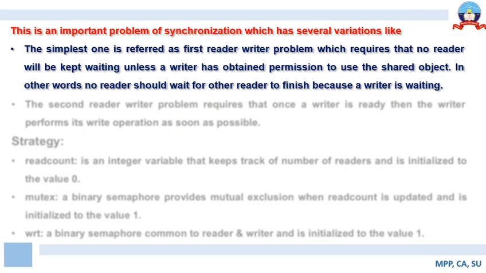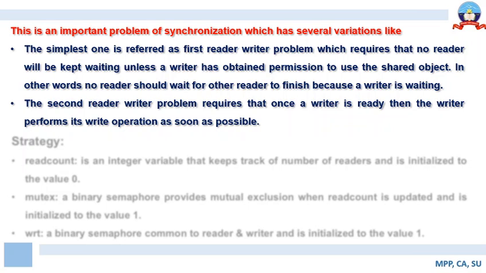Then the second variant says that once a writer is ready, the writer performs its write operation as soon as possible. So depending on your orientation of the reader-writer problem, you can have different ways in which the reader and writer perform operations, but you need to always ensure that the impositions are maintained. The imposition is that two readers can simultaneously access the database.